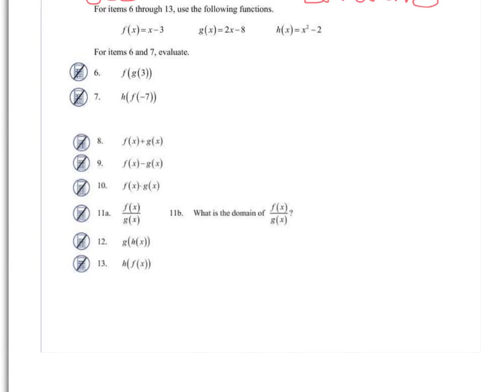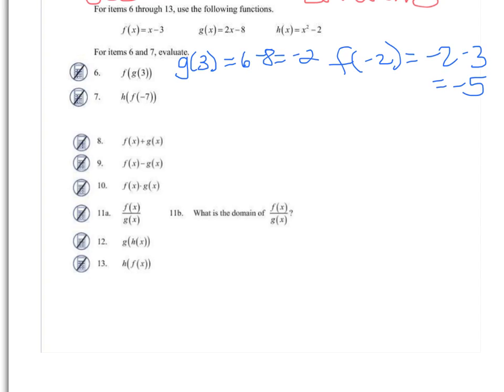Okay, so now for number 6, f of g of 3. So first we have to find g of 3. So when I plug in 3 to g, we get 6 minus 8, that's -2. So now I need f of -2. So that's -2 minus 3, so our answer is -5.